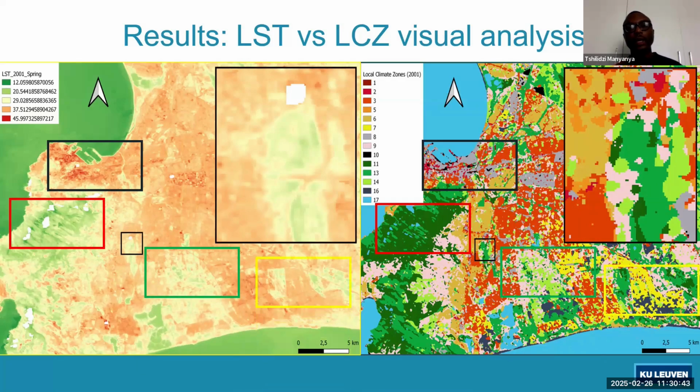Then we look at the area that is mostly dominated by informal settlements. Where the informal settlements are, you find that the temperatures are higher, but where you have some vegetation, the temperatures are lower. But this is just a visual analysis of the patterns that stand out. For the rest of the area, the patterns are not really clear. They don't really stand out. So we can't really make conclusions based on the visual assessment by itself.